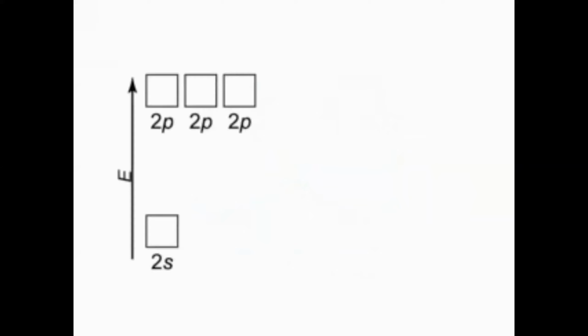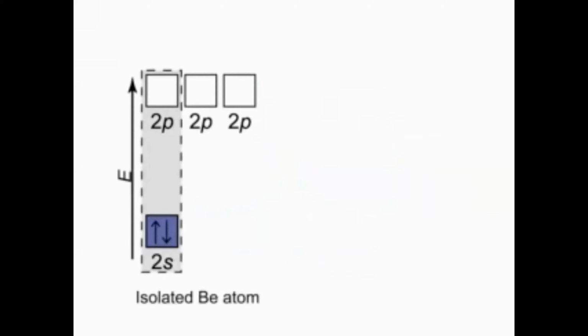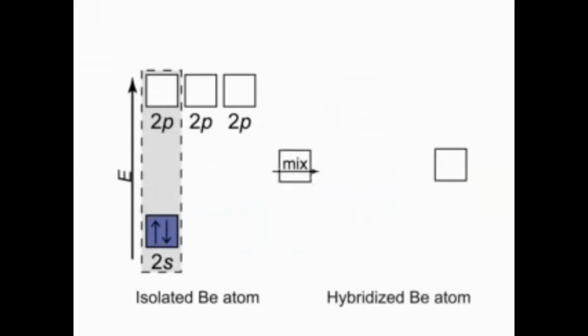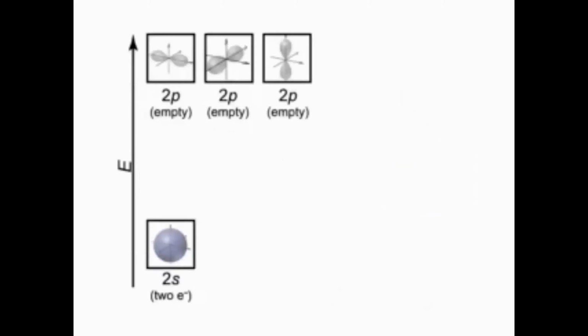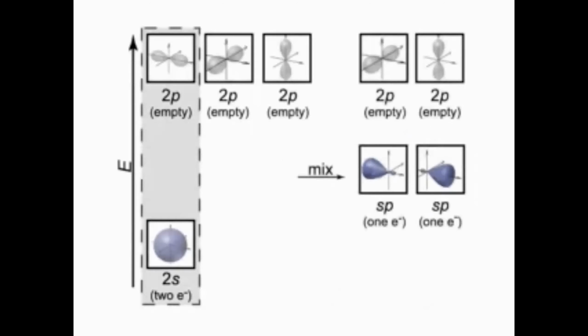First, we'll use box diagrams to depict hybridization and consider the central beryllium atom in the linear molecule BeCl2. The isolated Be atom has a filled 2s orbital and three empty 2p orbitals. In the process of hybridization, the 2s and one of the 2p's mix and form two sp hybrid orbitals. The two electrons from the 2s become distributed into the sp orbitals, one electron each with parallel spin. The two other 2p orbitals remain empty and unhybridized.